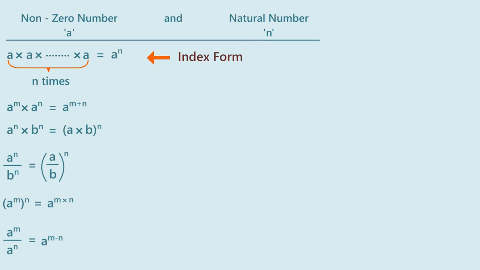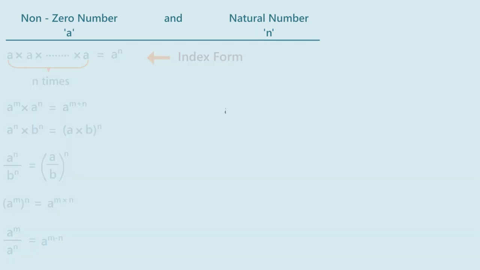Remember that we have also defined a^0 is equal to 1 and a^(-n) is equal to 1 upon a^n, where n is a natural number. Let us see few uses of these laws of indices.